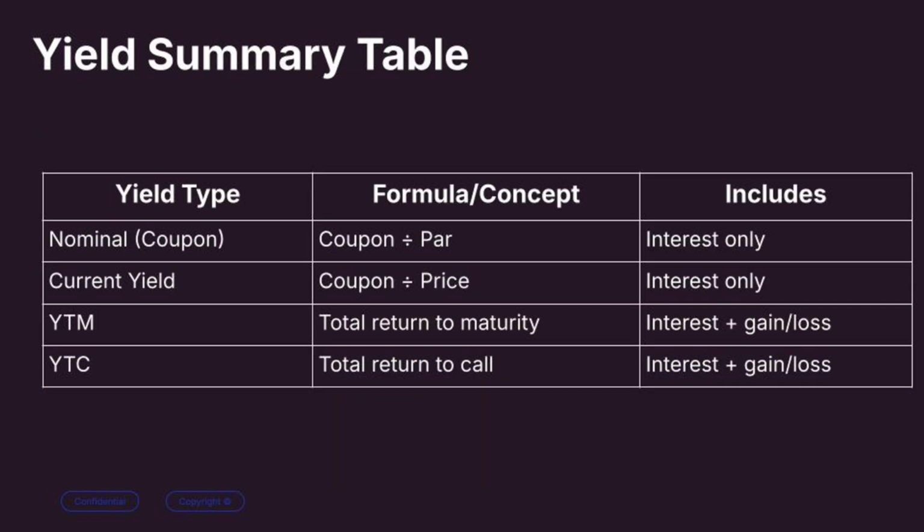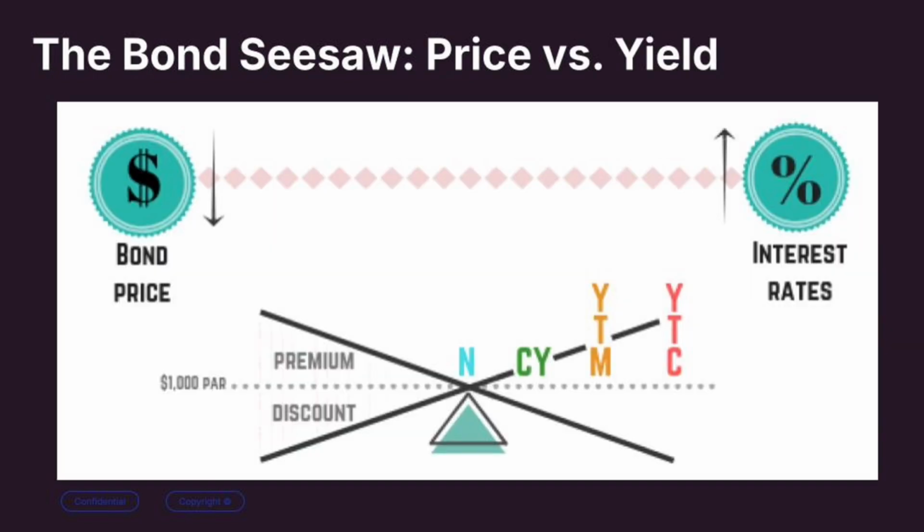So which yield matters when? If you're just comparing income, use current yield. Planning to hold until maturity? Yield to maturity is your measure. Holding a callable bond trading at a premium? Use yield to call. It's the most conservative estimate since it assumes the issuer will call the bond away from you. Let's look at a visual that ties this all together.